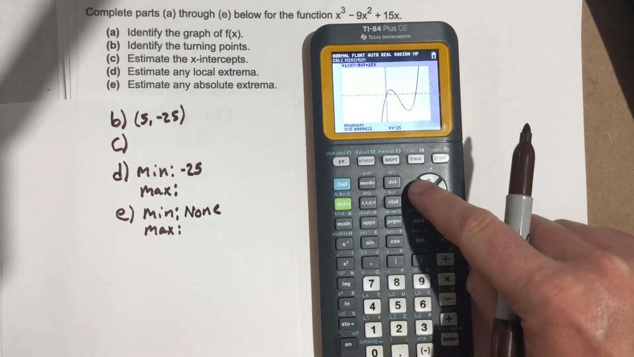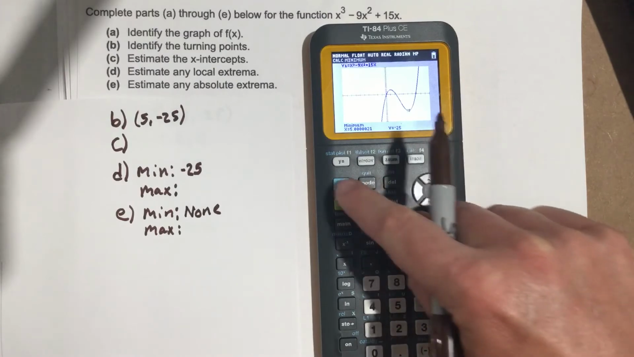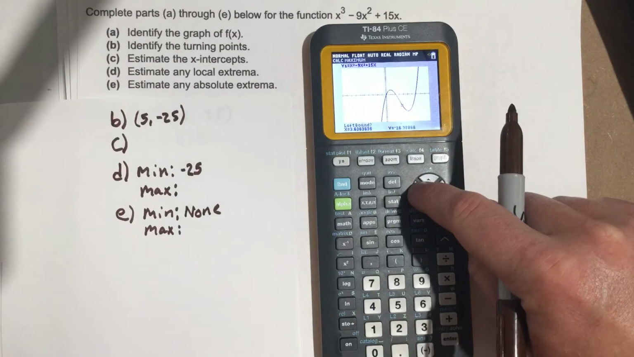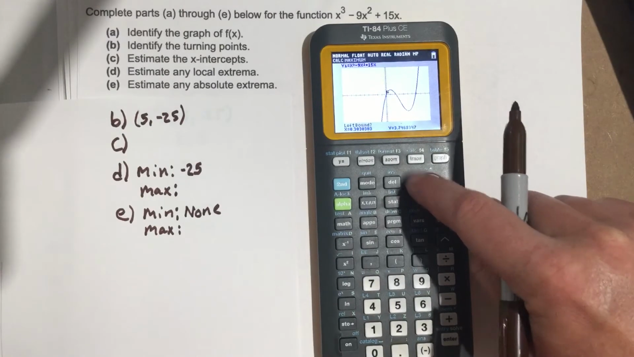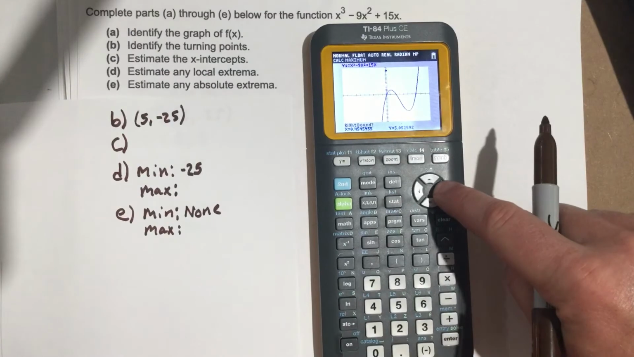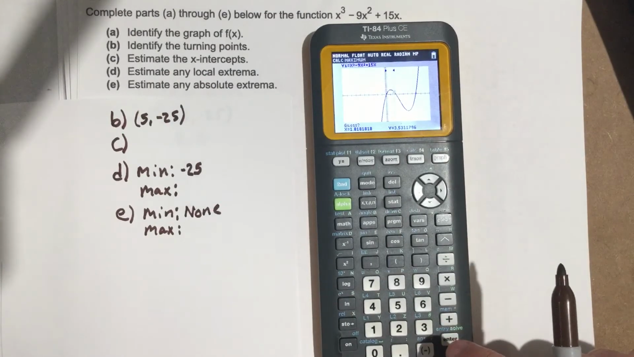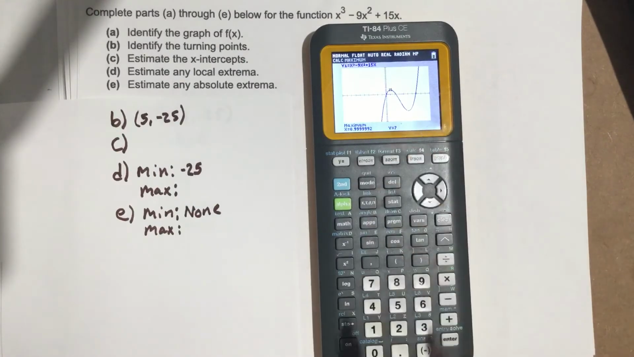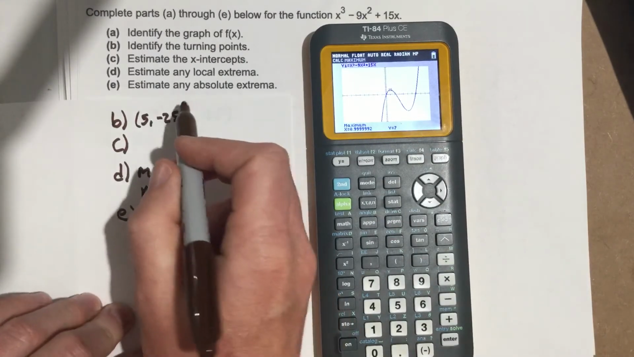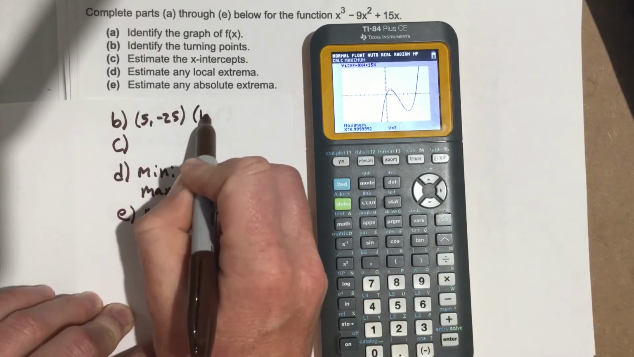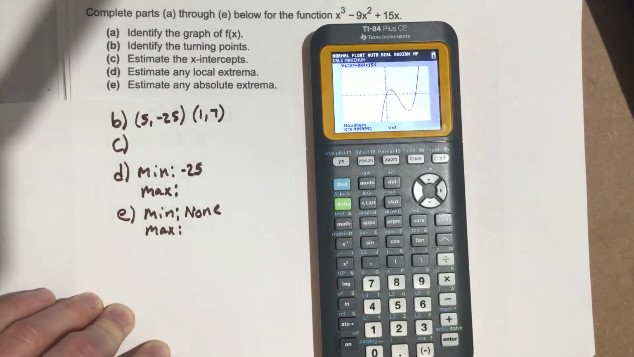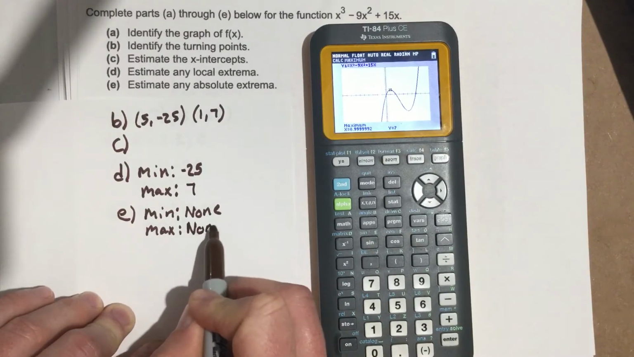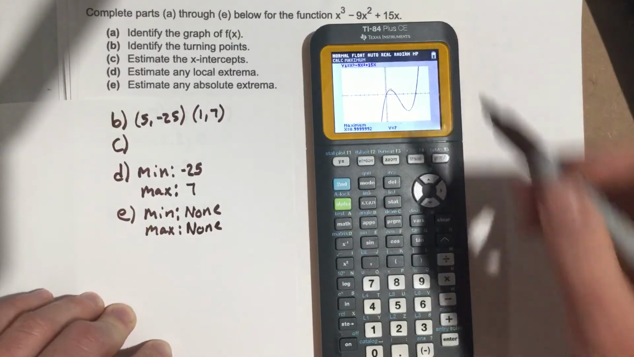Okay, let's go ahead and use the calc button again. Go to max. We're going to jet over to the left side because this is left bound. Left bound. Now right bound. Guess it, please. And it gives really close to 1 for an x value and 7. So this is probably 1, 7 for our turning point. The max then is 7, and there is no absolute max because this jets off to positive infinity here.